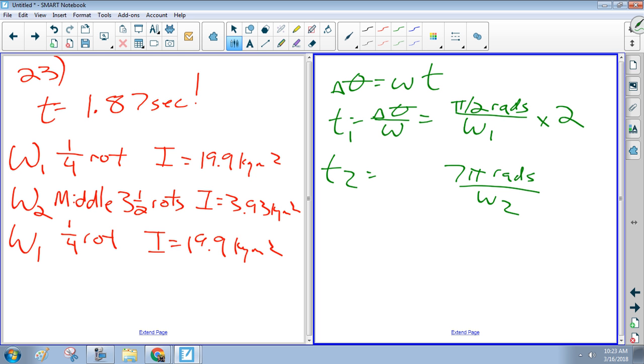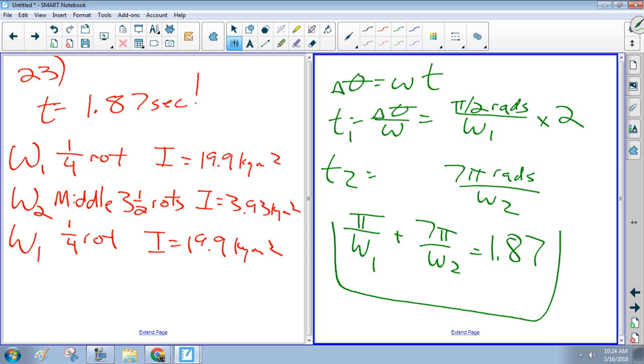Follow? So that all needs to add up to 1.87. So I'm looking at pi over omega 1 plus 7 pi over omega 2 has got to add up to 1.87. So that's one of our equations. All right. I got it. Does that make sense? Yeah. Oh, and then you can do conservation of momentum. And now you use conservation of momentum to get another equation.